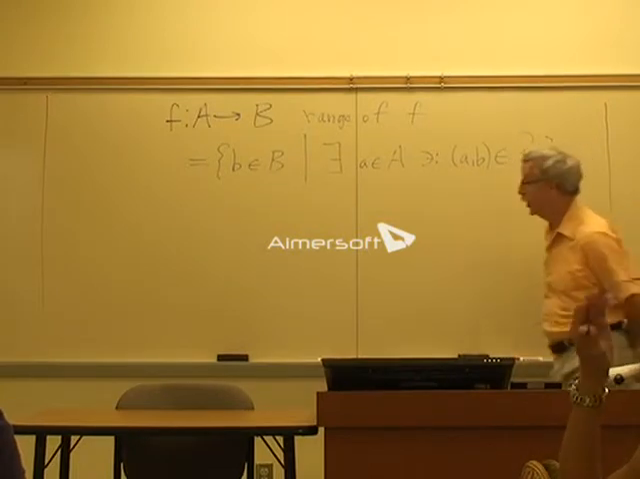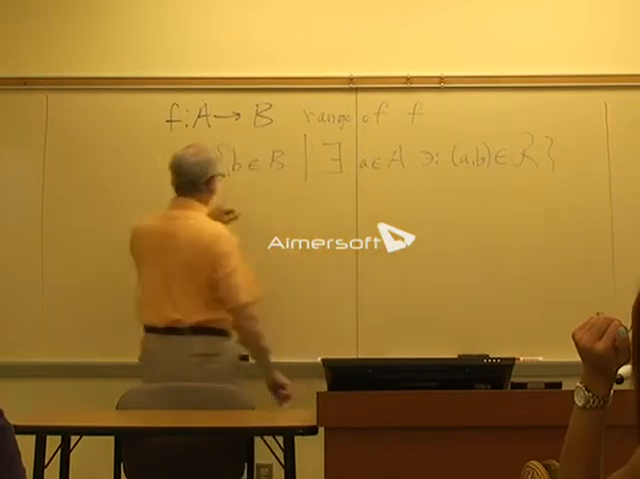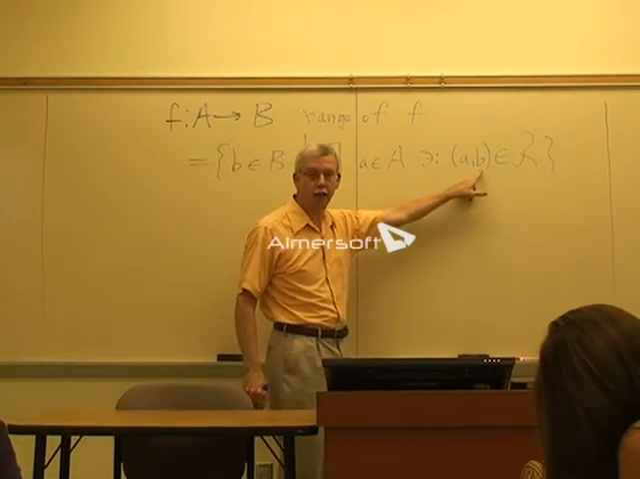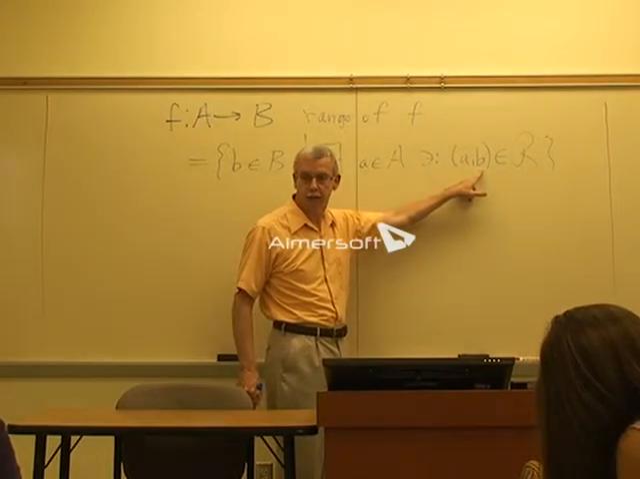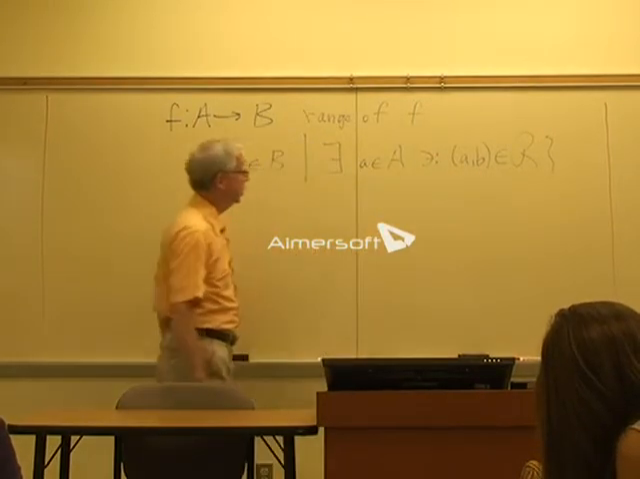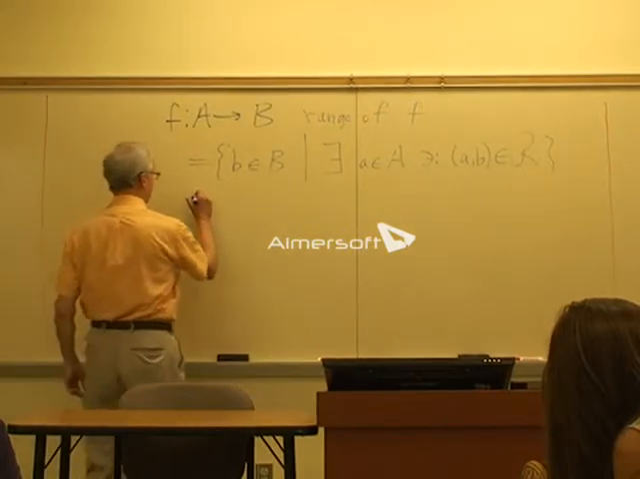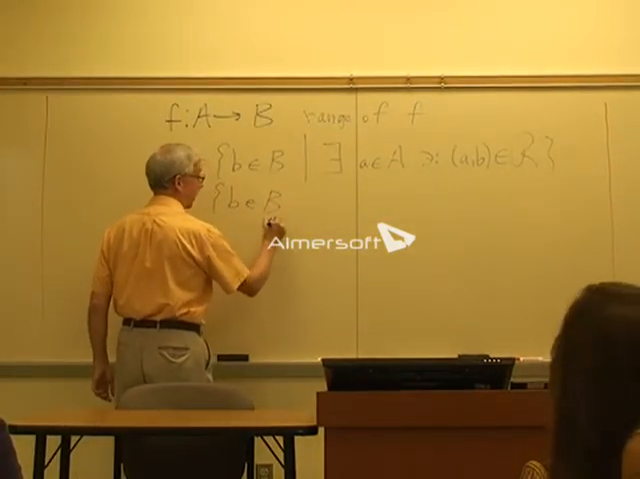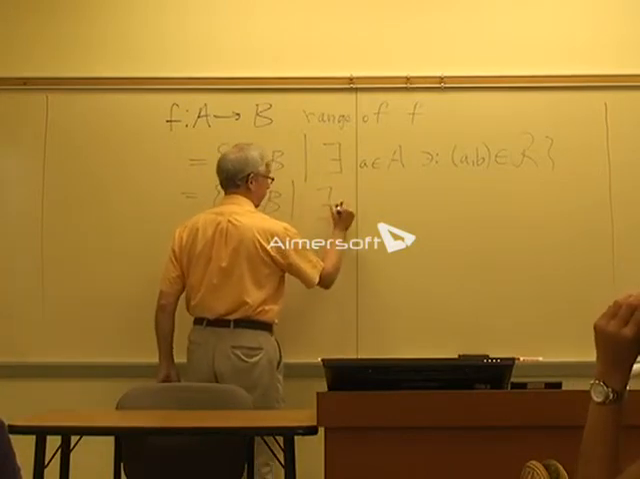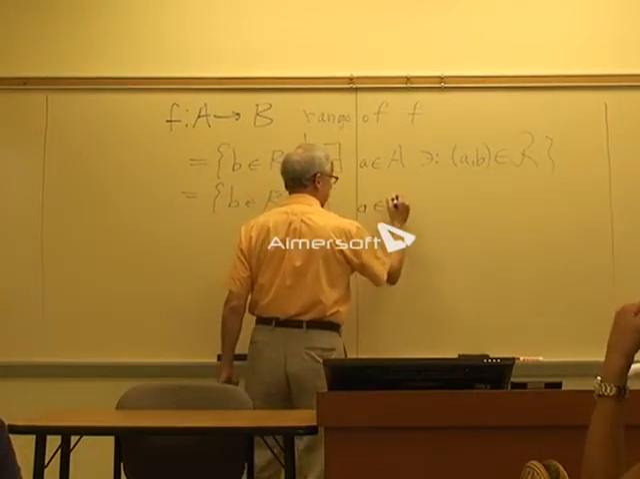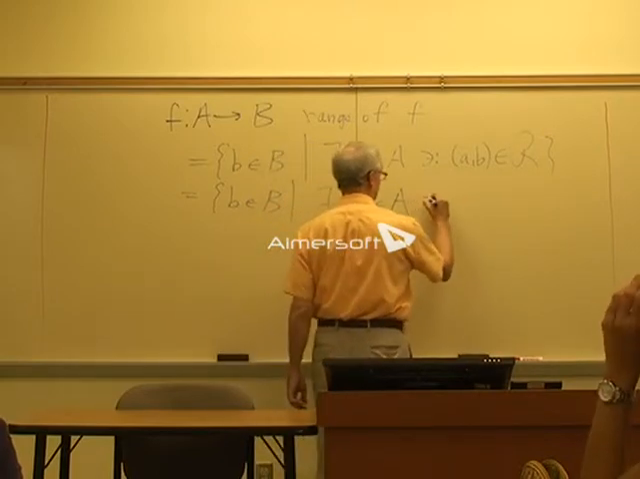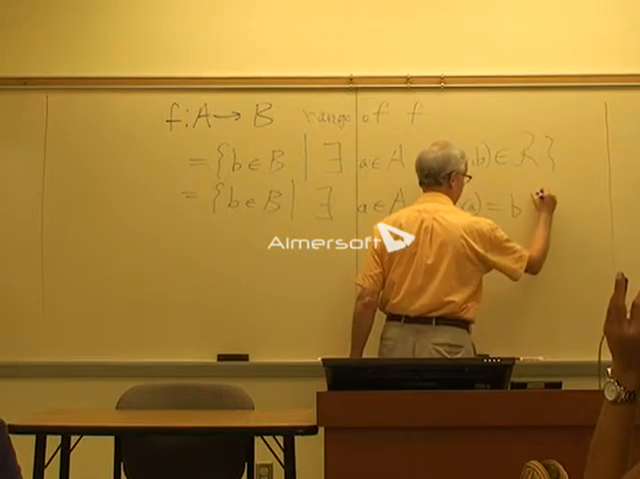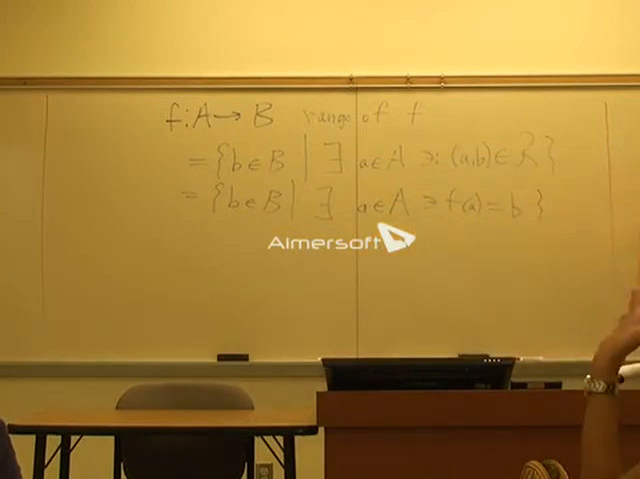So that's the relation way of looking at it, right? The range is the set of all the B's I actually get to. That is the set of all the B's that appear as the second element in ordered pairs. They're the ones that get connected to. But that's the same as saying this. It's the set of all B in the codomain such that there exists an A in the domain with f of A equal B. In other words, it's all the B's I get to.